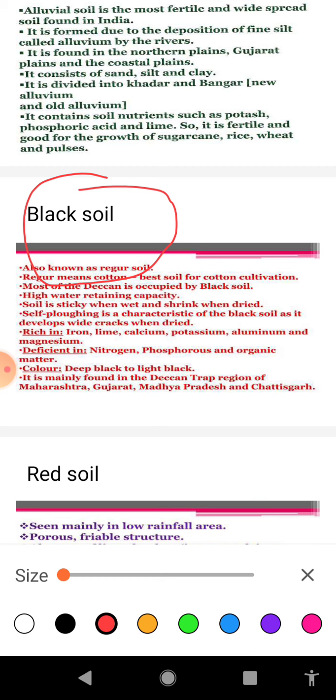This variety of soil is located in the Deccan Trough area, in the valleys of Godavari, Krishna, Narmada and Tapi. The states in which we are getting this variety of soil are Maharashtra, Gujarat, Andhra Pradesh, Madhya Pradesh and Tamil Nadu. This variety of soil is rich in iron, lime, potash, magnesium, alumina and calcium, but it lacks nitrogen and humus content. It is having self-flowing characteristic.